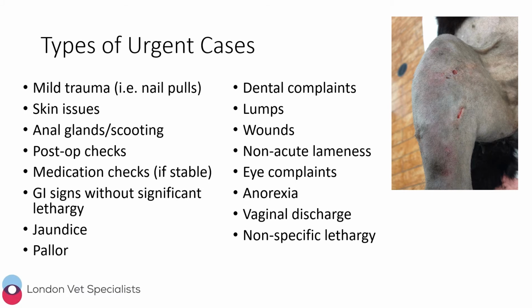And then just lastly, finishing off this list, some simple lamenesses, eye complaints that are hopefully not painful. I think if they're painful, that would qualify as an emergent case. Anorexia, depending on the duration, I would say more than 2 to 3 days would push you into the emergent cases. Vaginal discharge, if it's simple, again, if it's accompanied by significant lethargy or something else that might clue you into it being a pyometra, that gets shunted over to emergent cases.